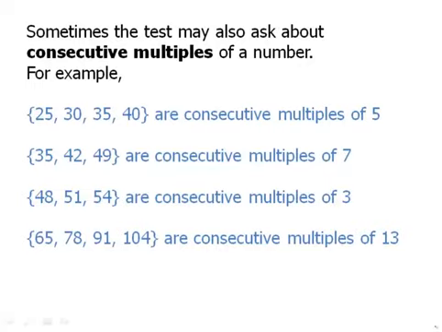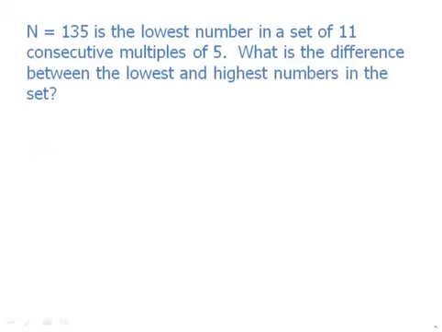Here's an example of a question. So pause the video here, and then I'll talk about this. N equals 135 is the lowest number of a set of 11 consecutive multiples of 5. What is the difference between the lowest and highest number in the set?